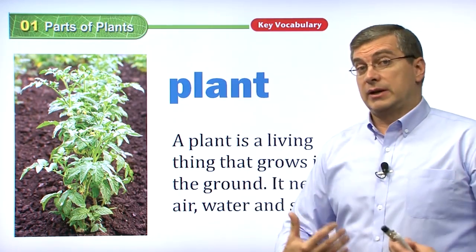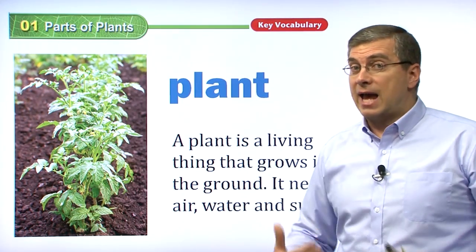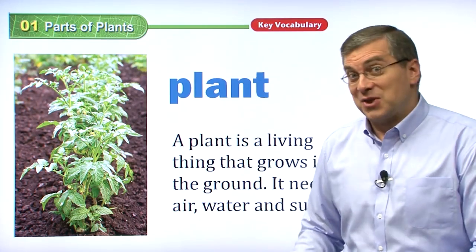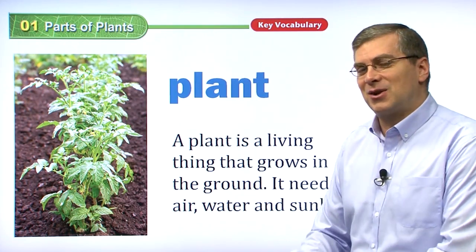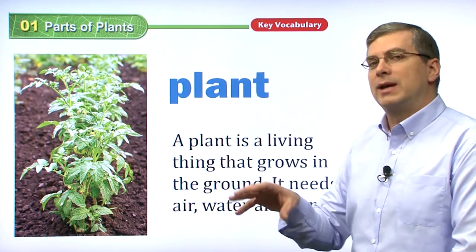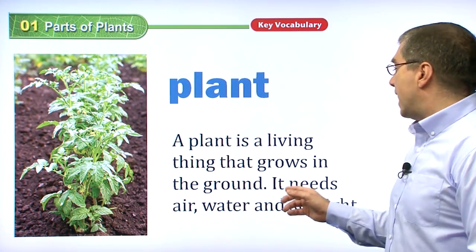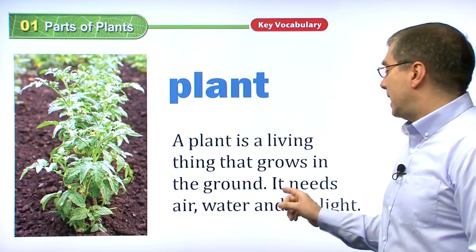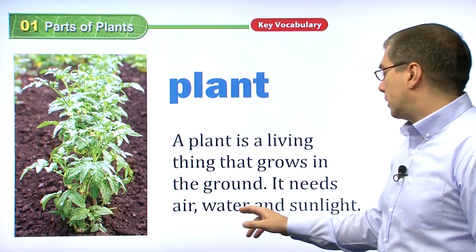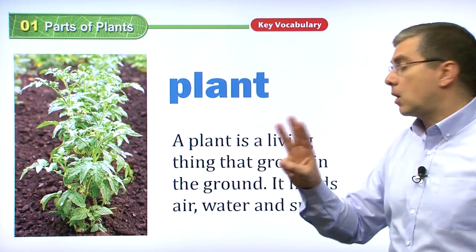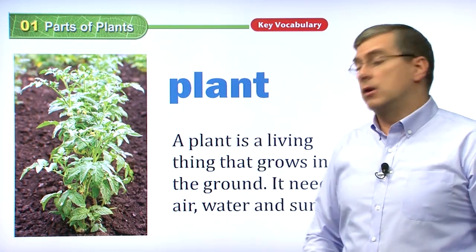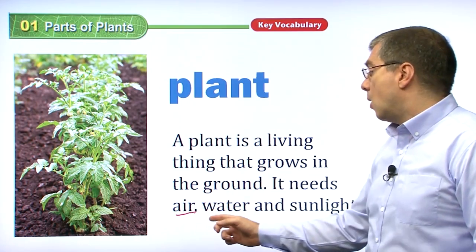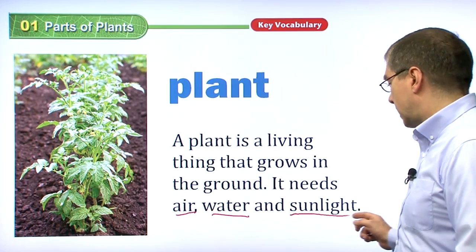We are living things too, human beings and animals, but we don't live in the ground, right? Plants can't move. They are stuck in the ground. So plants grow in the ground. A plant needs air, water, and sunlight. So there are three things that a plant needs to grow. And those, of course, are air, water, and sunlight.